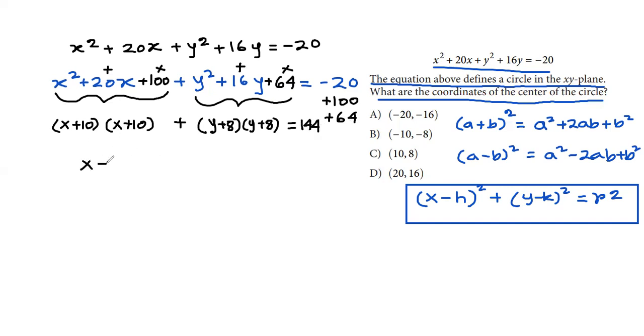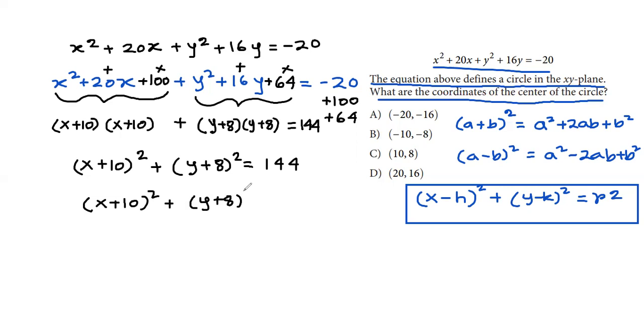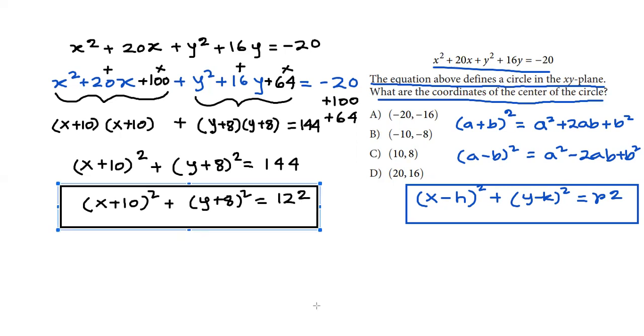Now you see (x plus 10) times (x plus 10) is (x plus 10) whole square, plus (y plus 8) times (y plus 8), that means (y plus 8) whole square, that equals 144. Or if we rearrange them, (x plus 10) whole square plus (y plus 8) whole square gives you 12 square. And now if you compare the given equation and the standard equation, this one and this one, they are in the standard form now.